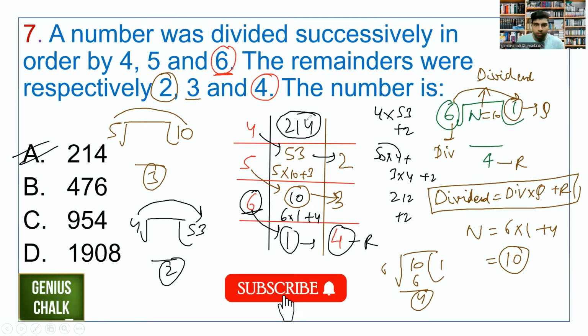And here you can mention the least such number, that is 214, right? Because there is no number less than this. So the answer of the question is 214. So this is the approach you need to follow for successive division. A beautiful concept, a beautiful question.